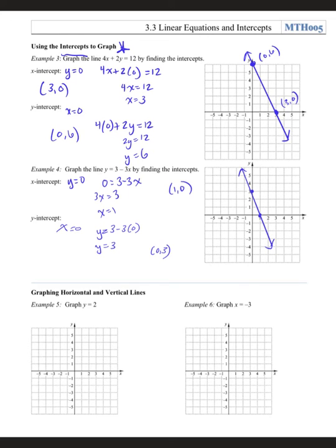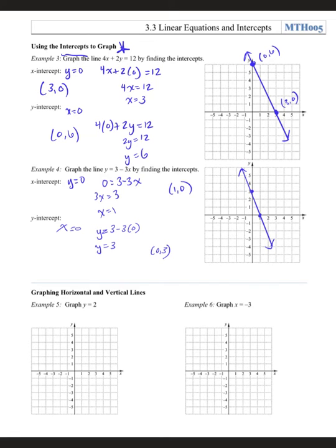Now you'll notice here that I used y equals 0, substituted my 0, and then I added my 3x to the other side to get 3x equals 3, so x equals 1, which gives me the point (1, 0), which I plotted right here. For x equal to 0, I substitute 0 in for x to get y equals 3 minus 0, so just y equals 3, the point (0, 3). Plot that point, and draw my straight line.